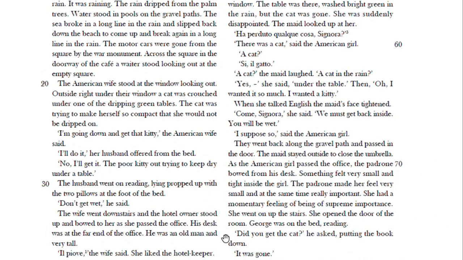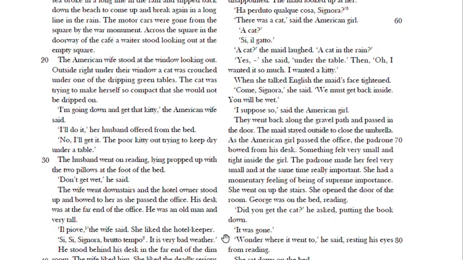The American wife stood at the window looking out. Outside, right under their window, a cat was crouched under one of the dripping green tables. The cat was trying to make herself so compact that she would not be tripped on. "I'm going down and get that kitty," the American wife said. "I'll do it," her husband offered from the bed. "No, I'll get it." The poor kitty out trying to keep dry under a table.